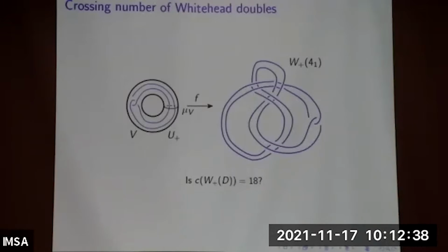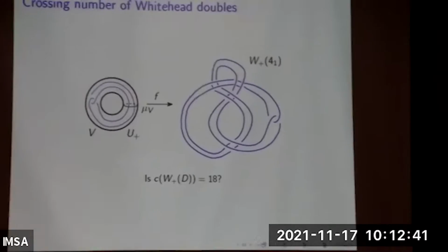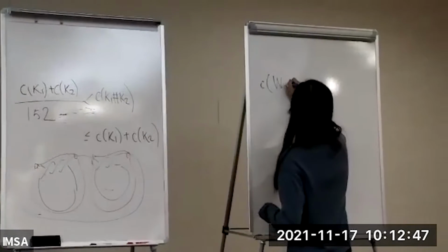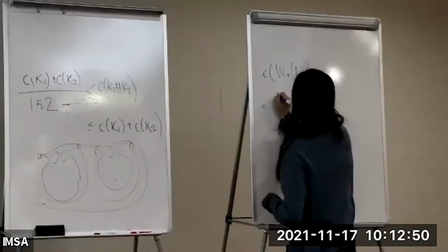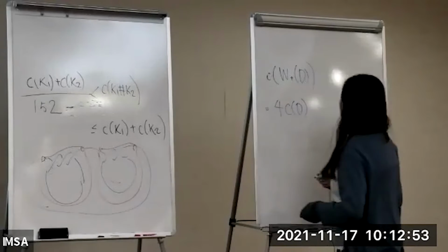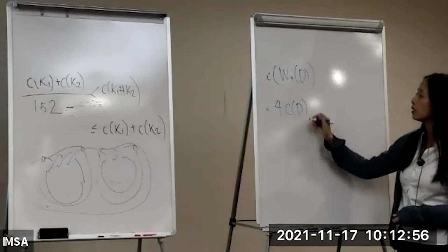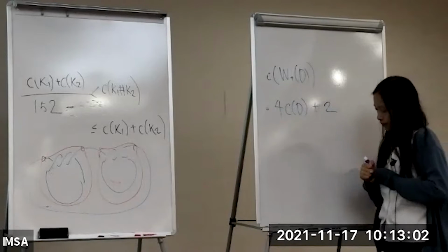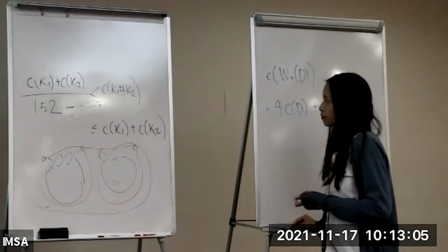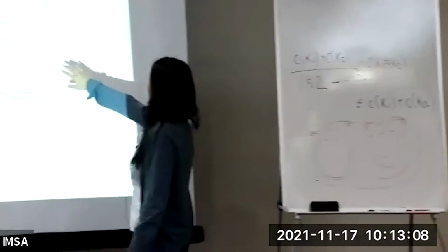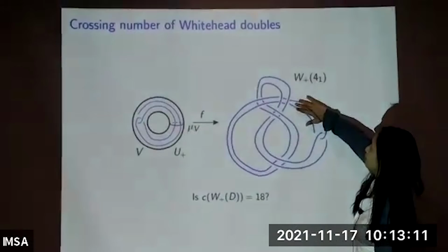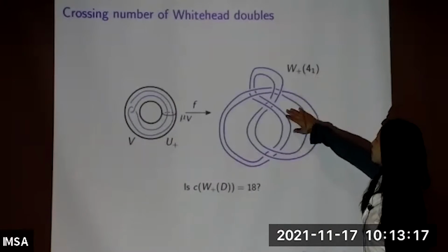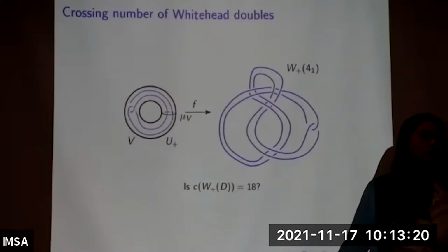Okay, so the general form of the formula that we would like to get is that the crossing number of the Whitehead double is equal to 4 times the crossing number of the original knot, the companion, plus 2. Where does that come from? You're just counting the number of crossings that you get, where you have this 2-cable part where you multiply by 4 every single crossing from the original diagram of the companion, and then you add 2.